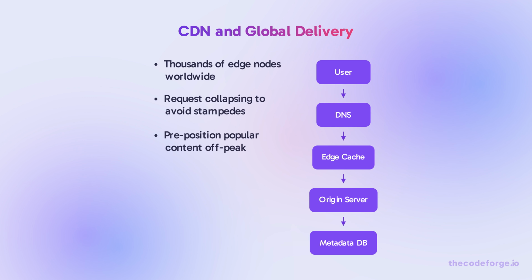YouTube serves most video bytes from its content delivery network. When a user hits play, the player requests segments sequentially. To avoid cache stampedes on hot videos, YouTube uses request collapsing. Only one request per segment goes to the origin, others wait. Pre-positioning predicted popular content reduces cache miss rate by 80%.